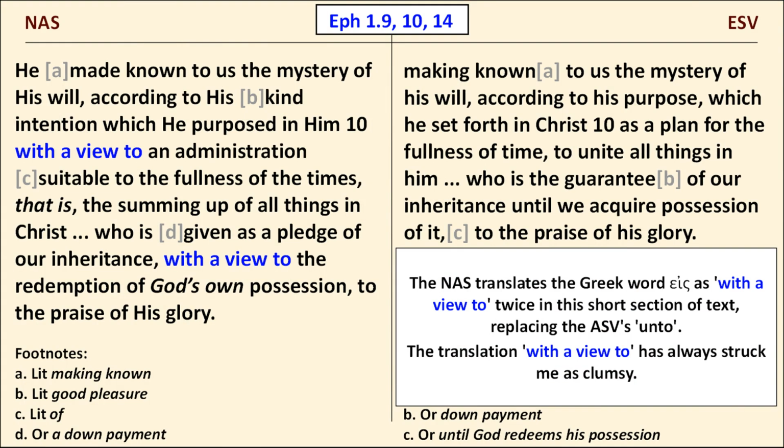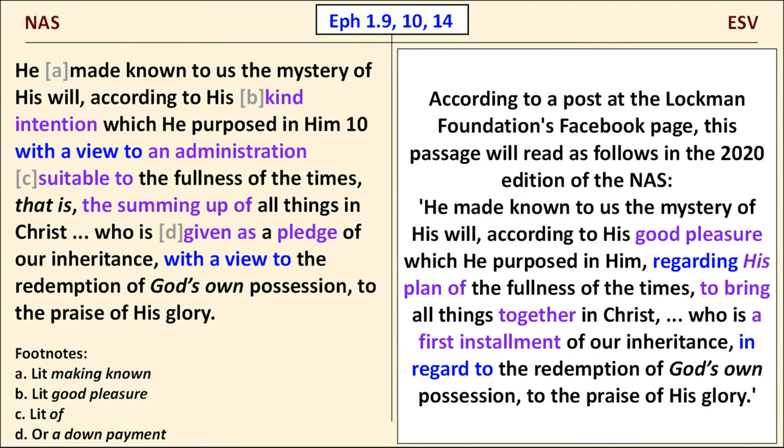The NAS translates the Greek word eis as "with a view to" twice in this short section of the text. The old ASV had "unto" in these spots. The translation "with a view to" has always struck me as clumsy. Happily, the upcoming 2020 edition of the NAS will remove these "with a view to's." They'll be replaced by "regarding" and "in regard to."